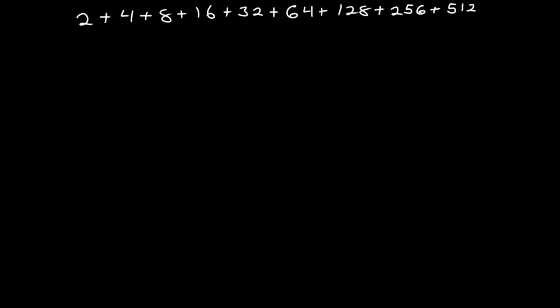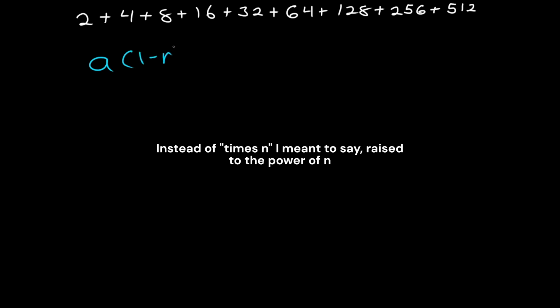Now that we've gone over how to find the sum of infinite geometric series, let's look at how we can find the sum of a finite series. Here's an example of a simple finite sum problem. We could find the sum by adding, and if we did that, we would get 1022. But we can also find the sum by using this equation: a, the first term, times parentheses 1 minus r, which is our common ratio, to the n, which is the number of terms in our series, divided by 1 minus the common ratio.